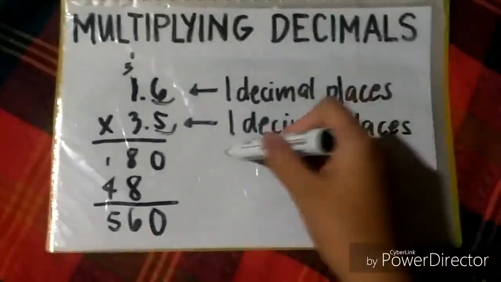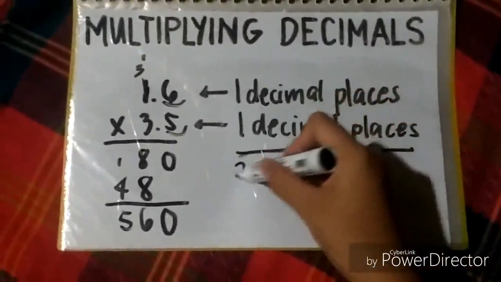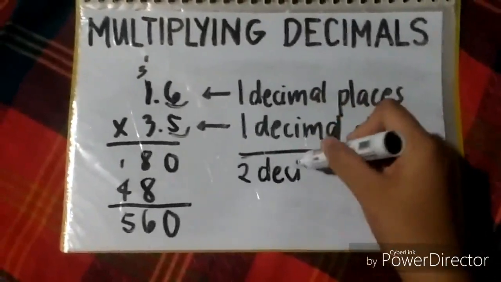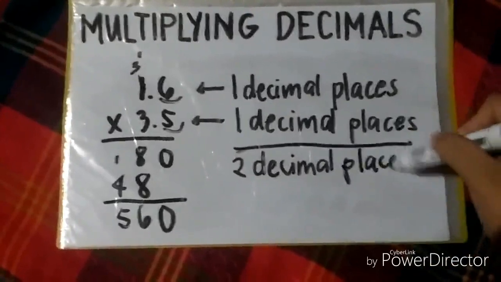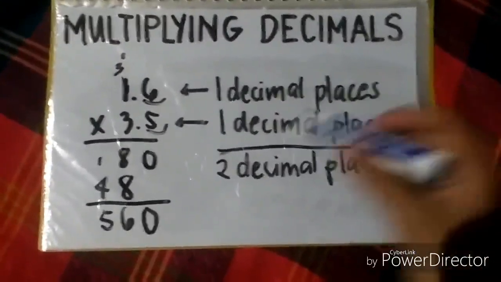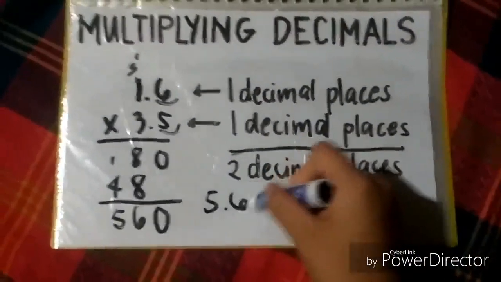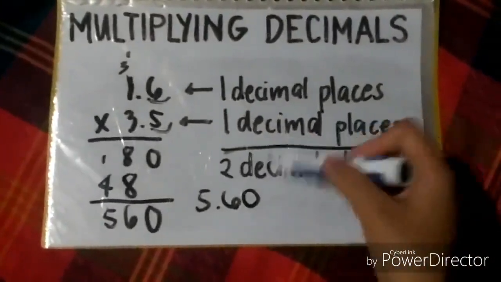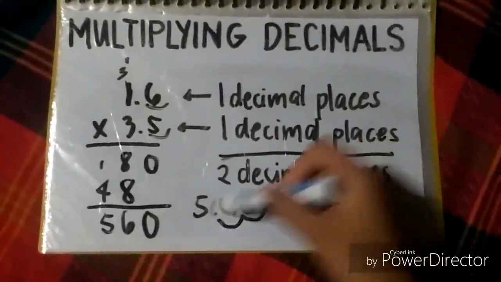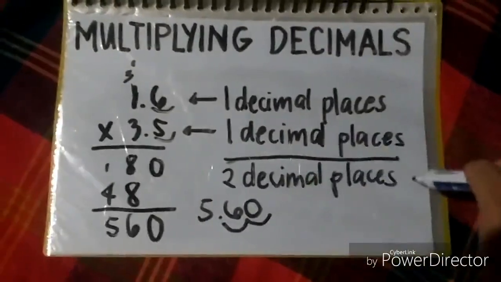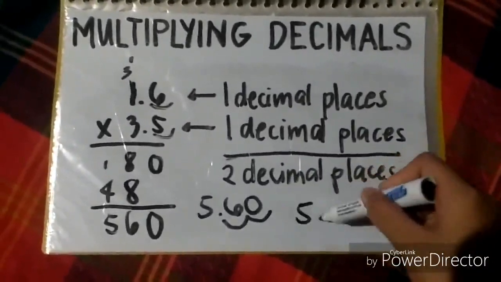To get the final result, add these two. So 1 plus 1 will be 2. So the final result has 2 decimal places. 5.60. Why? Let's start from here. 1, 2. Or it can be 5.6.